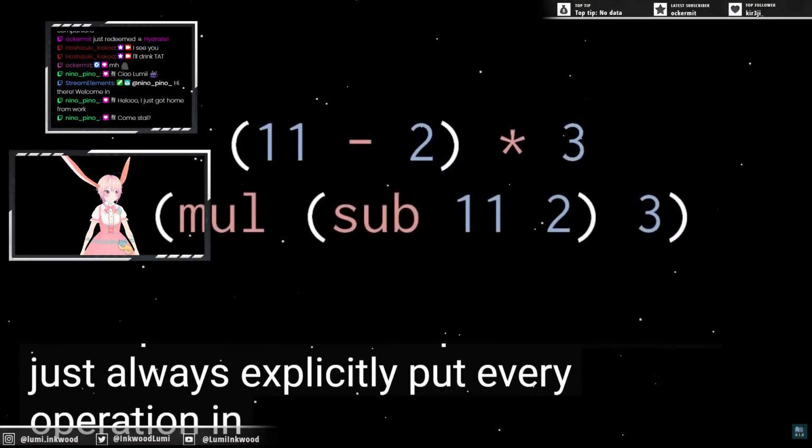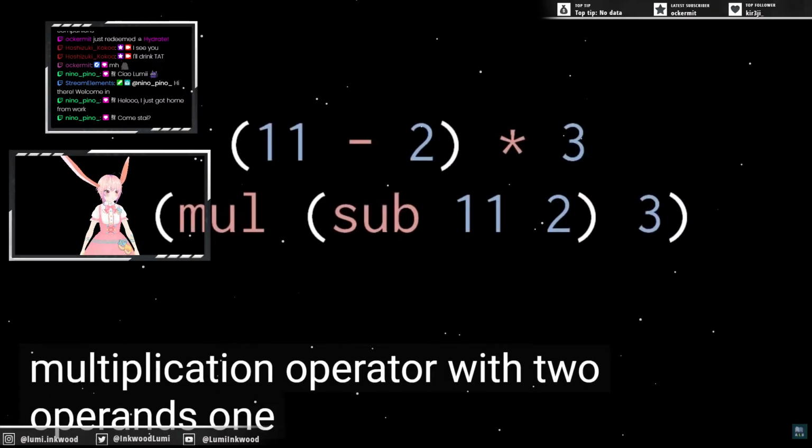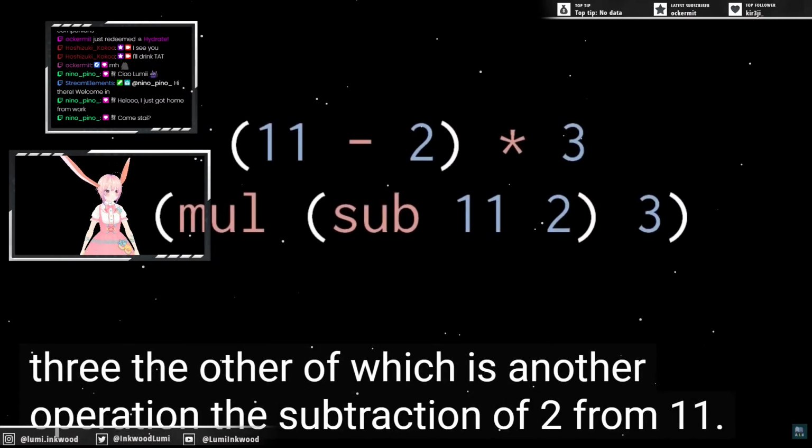We just always explicitly put every operation in a pair of parentheses, and there's never a question of which operation is done first. Here, for example, you see the prefix equivalent, where we have a multiplication operator with 2 operands, one of which is the number 3, the other of which is another operation, the subtraction of 2 from 11.